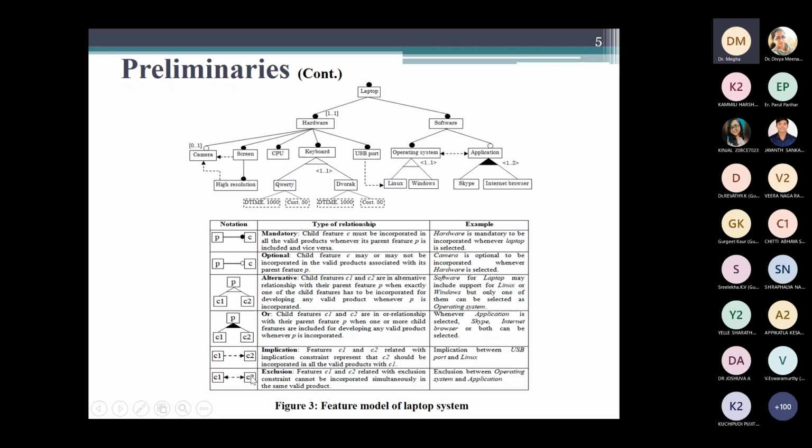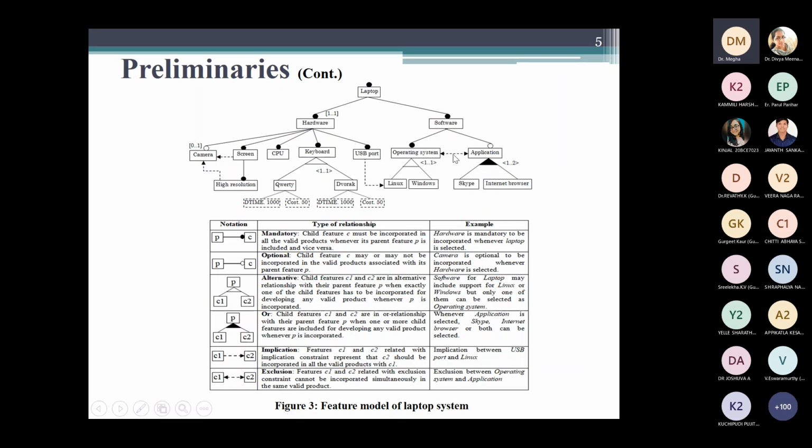And then we have the last type of relationship, that is the exclusion relationship. So C1 and C2 are the child features and they have the exclusion relationship between each other. Now these features are related with an exclusion constraint. It means both the features cannot be included simultaneously in the same valid product. Only one can be chosen. We can't go ahead with the two features in the same valid product.